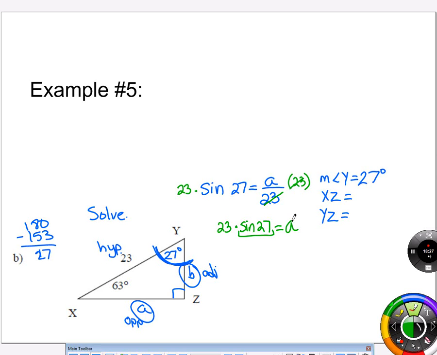So if you are using one of these calculators, there's a mode button right next to the blue second button. Just make sure it's in degree, okay? And then you can do 23 times the sine of 27. And then you should get that A is equal to 10.4. So that's for this.